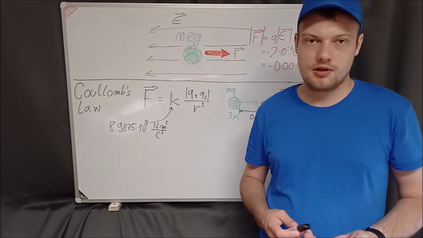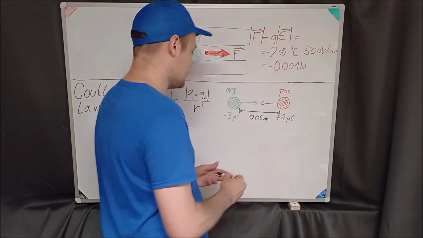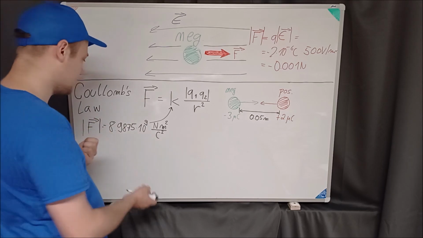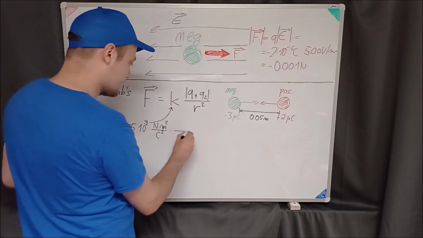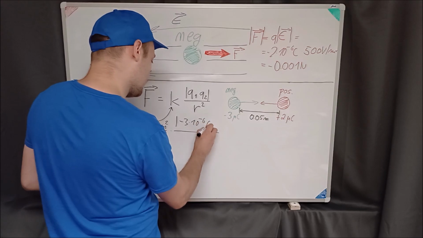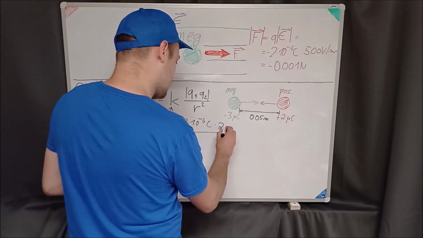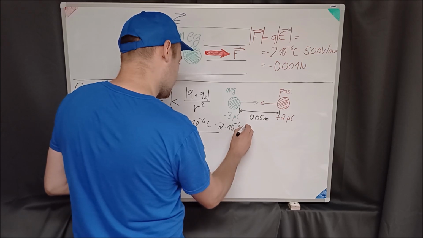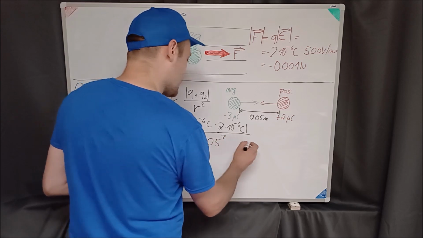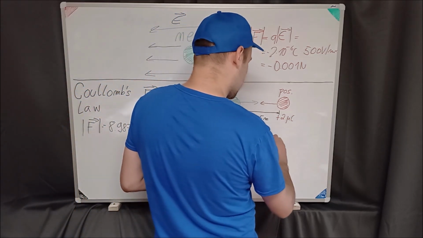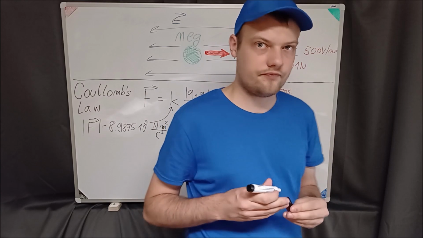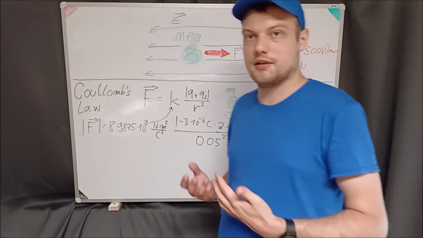So, for example, the force between these two charges equals this large number times minus 3 microcoulombs times 2 microcoulombs divided by 0.05 squared, and this equals 21.57 newtons.